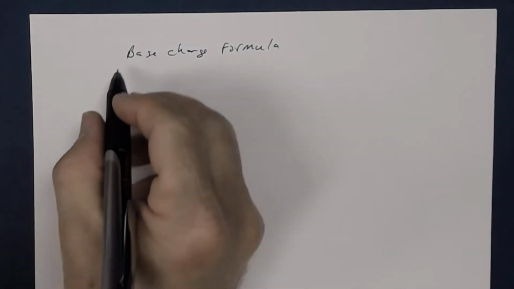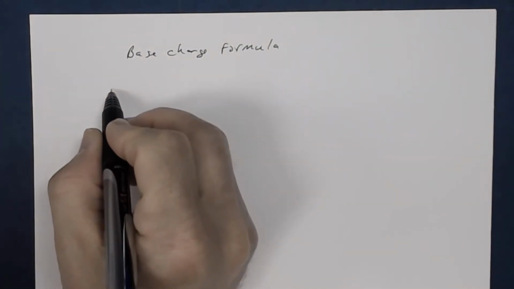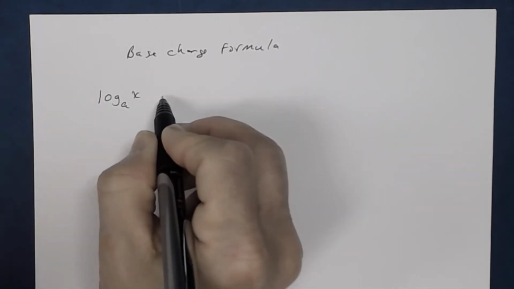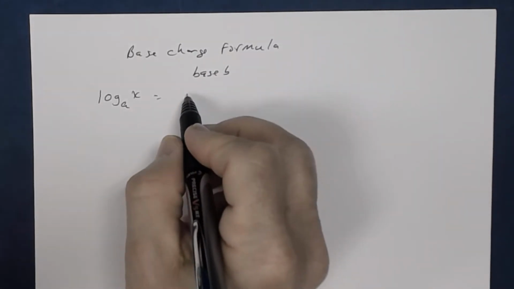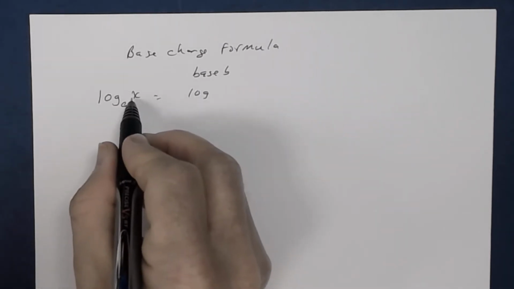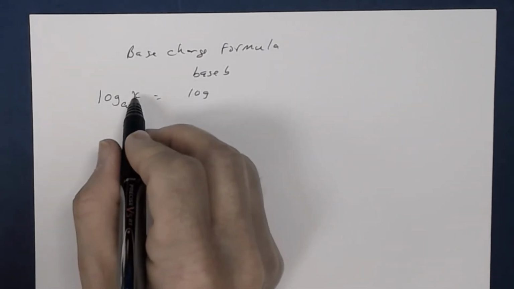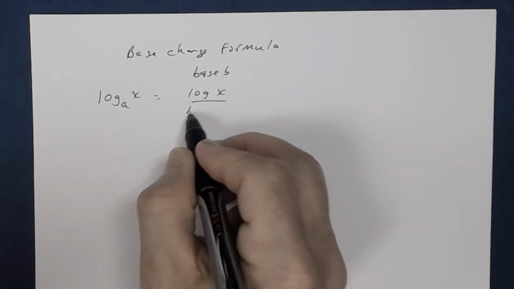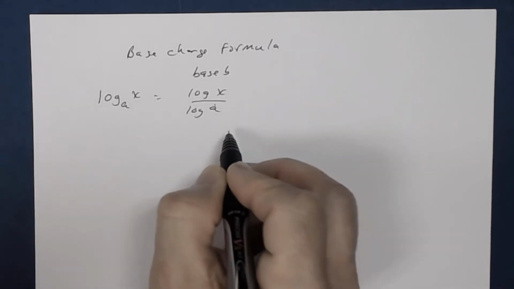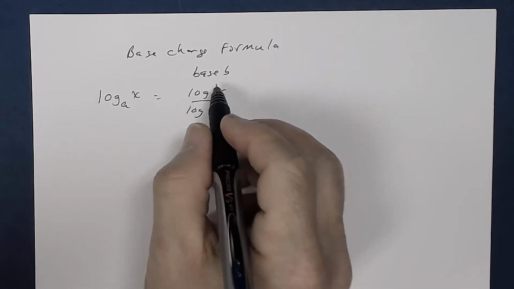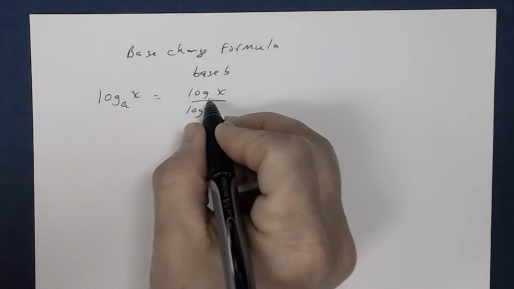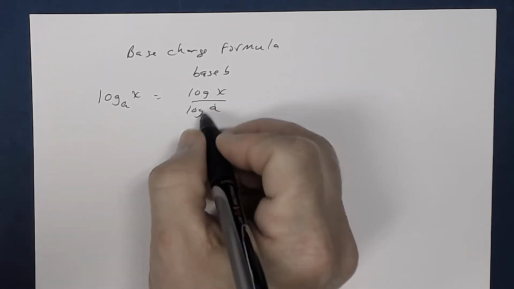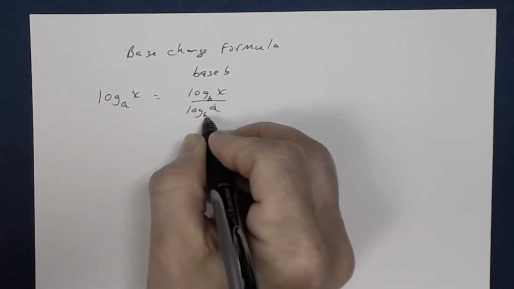If you have the log of x base a, I can change that to any base I want. So let's say I want to change it to base b. That's going to be the log, and what goes in the numerator? The log of x. And the denominator is the log, and you put the base here. Whatever base you want, as long as it's a valid logarithmic base. So remember, you can't have 1 or a negative value for your base.